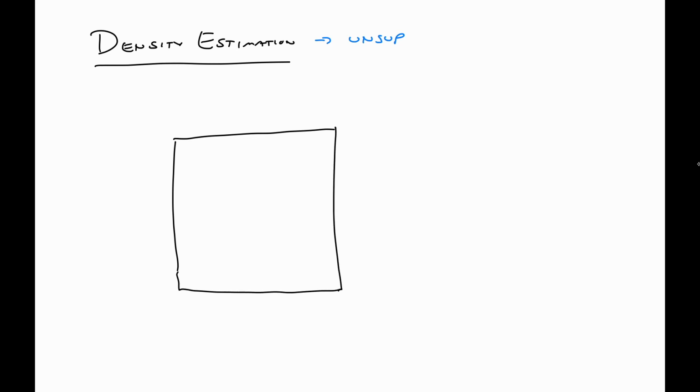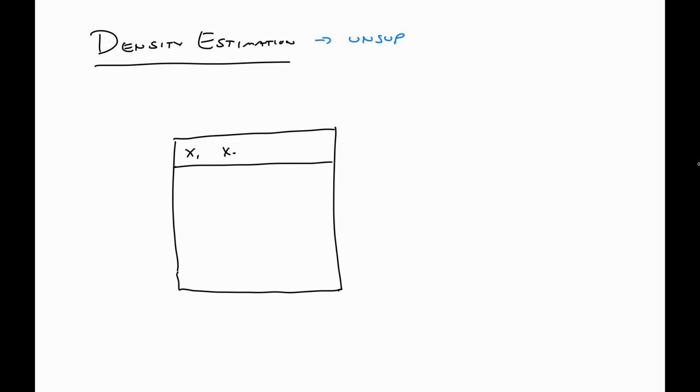Okay, so we said that this is unsupervised, which I'll often just call unsup so I don't spell things wrong. So, big difference between supervised and unsupervised is that now we no longer have a response variable.